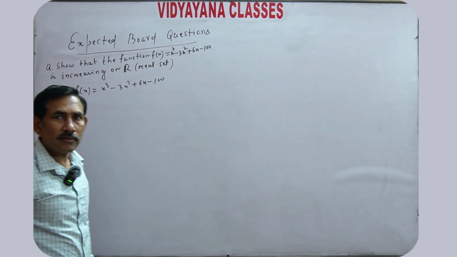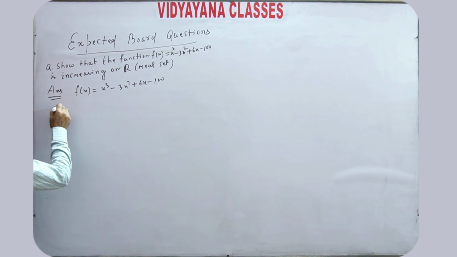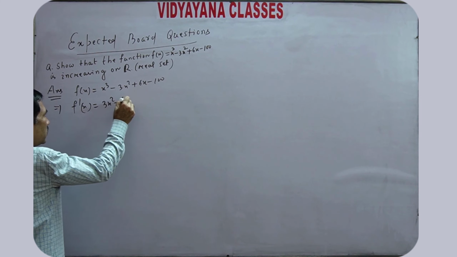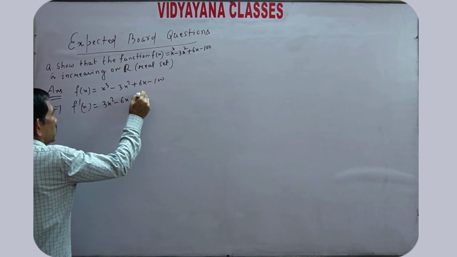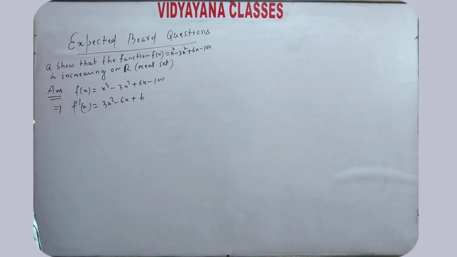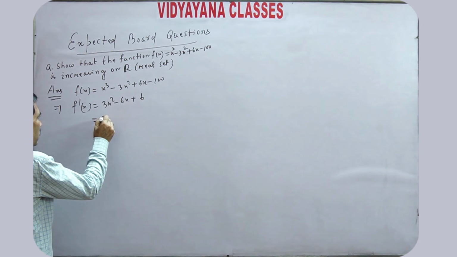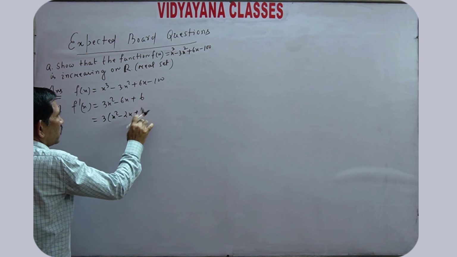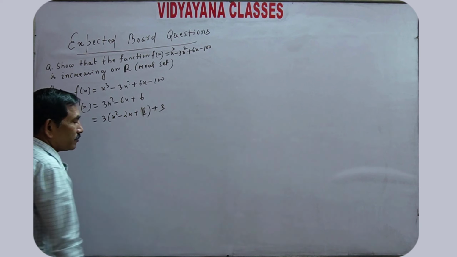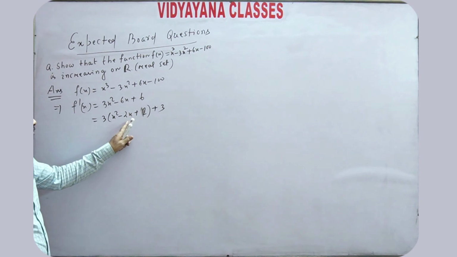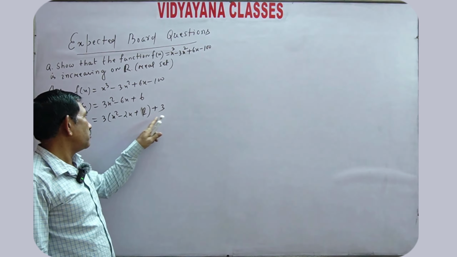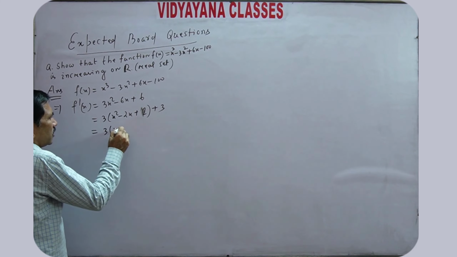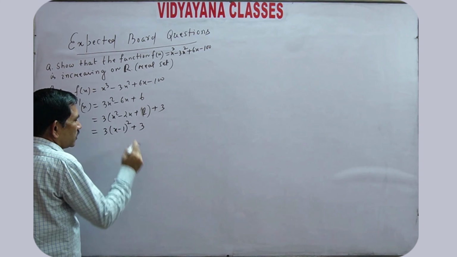Differentiating both sides with respect to x, f'(x) = 3x² - 6x + 6. Clear? Which is the same as 3x² - 2x + 1 + 3. That is, 3x² - 6x + 3 + 3, which is the same as 3(x - 1)² + 3.